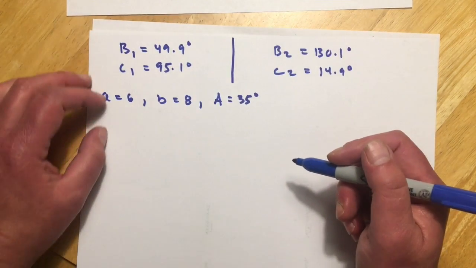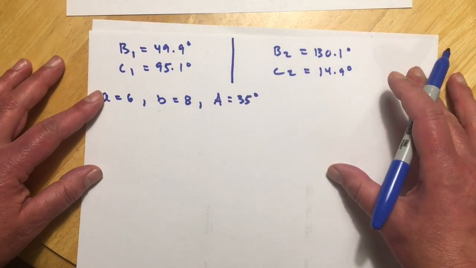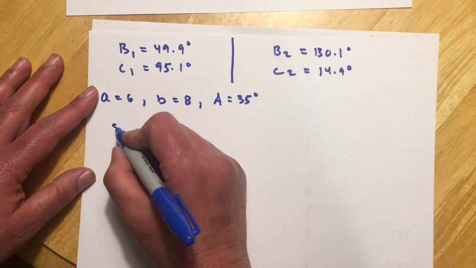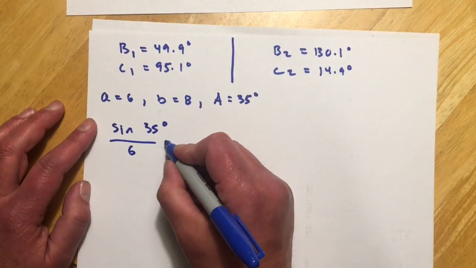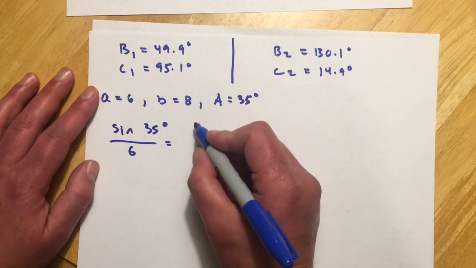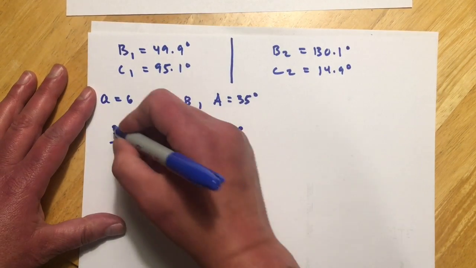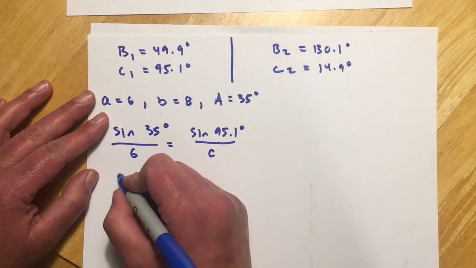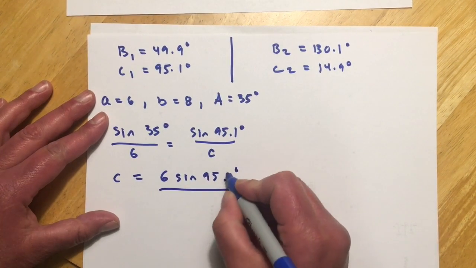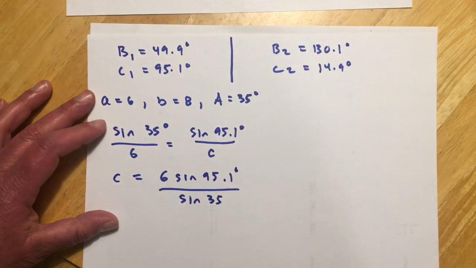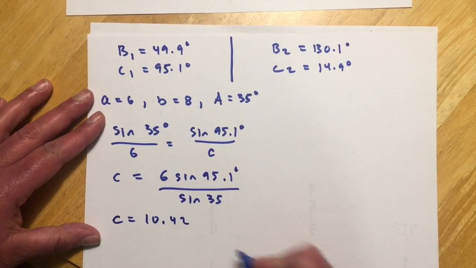And these go with both. Over here we have all the angles, A and B, so we just need C. Same thing on this side for the second triangle. So here I'll do sine of 35 degrees over 6 equals, we need C, so sine of 95.1 degrees over C. And then the same little algebra flip, so I'm going to bring this and flip this over. So C equals 6 sine 95.1 over sine of 35. And punching that into a calculator, I got 10.42.